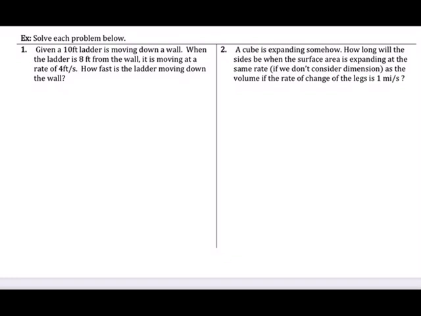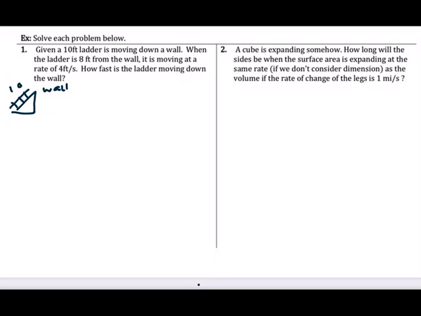Number 1, given a 10-foot ladder is moving down a wall. So here I'm going to draw my ladder. It's leaning against my wall over here. The ladder is 10 feet long. That is a constant length, so I can put that in my picture. It doesn't say the ladder is expanding or condensing or anything.